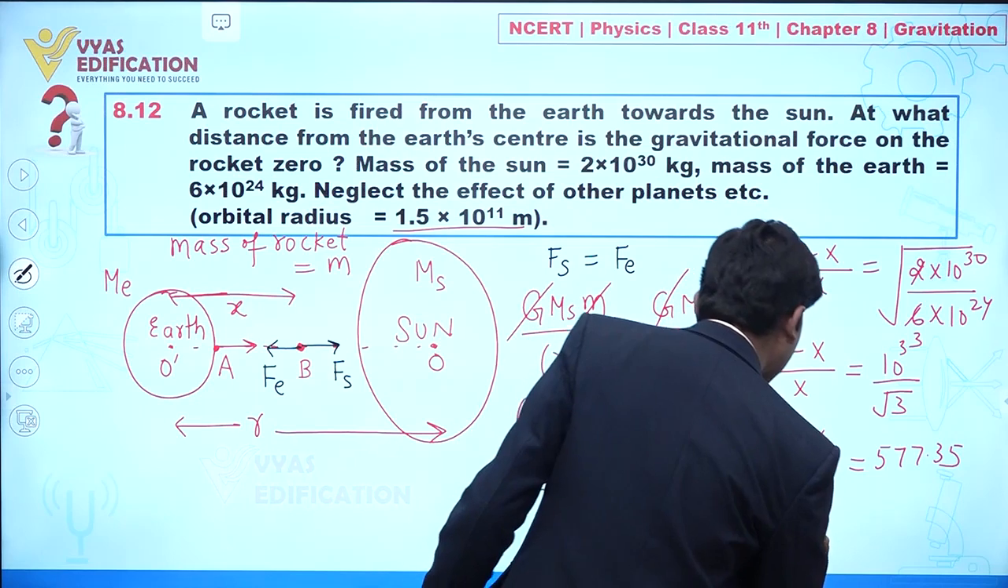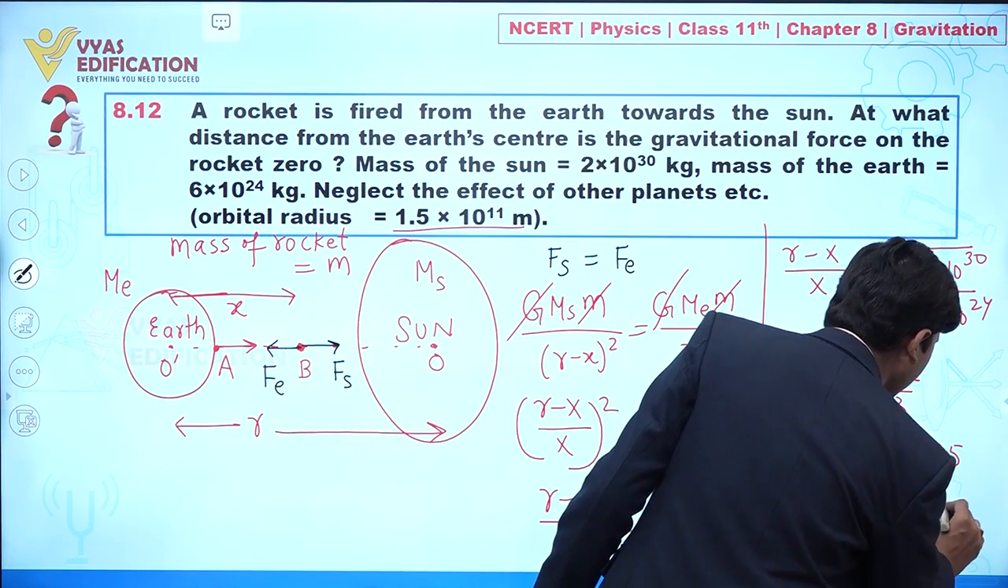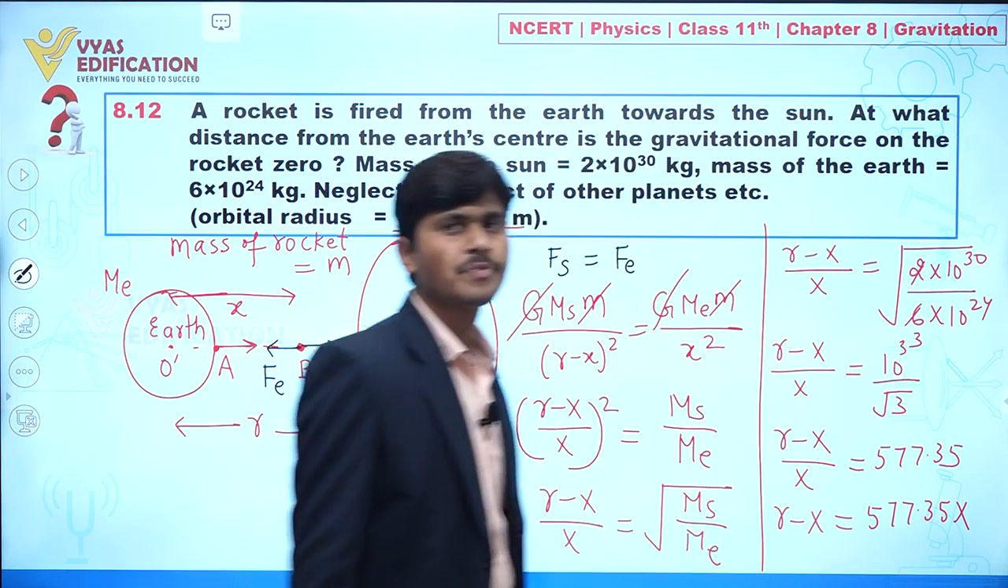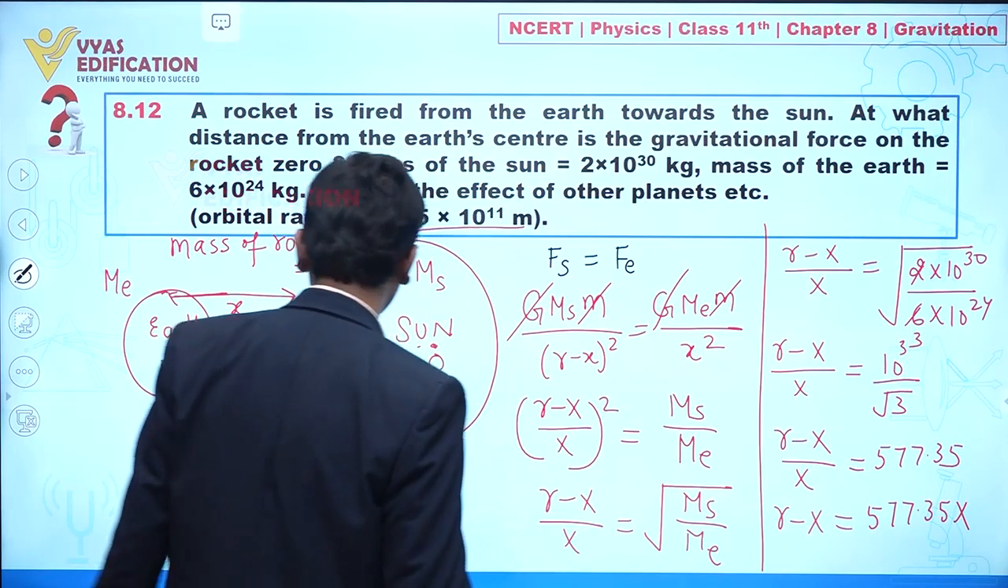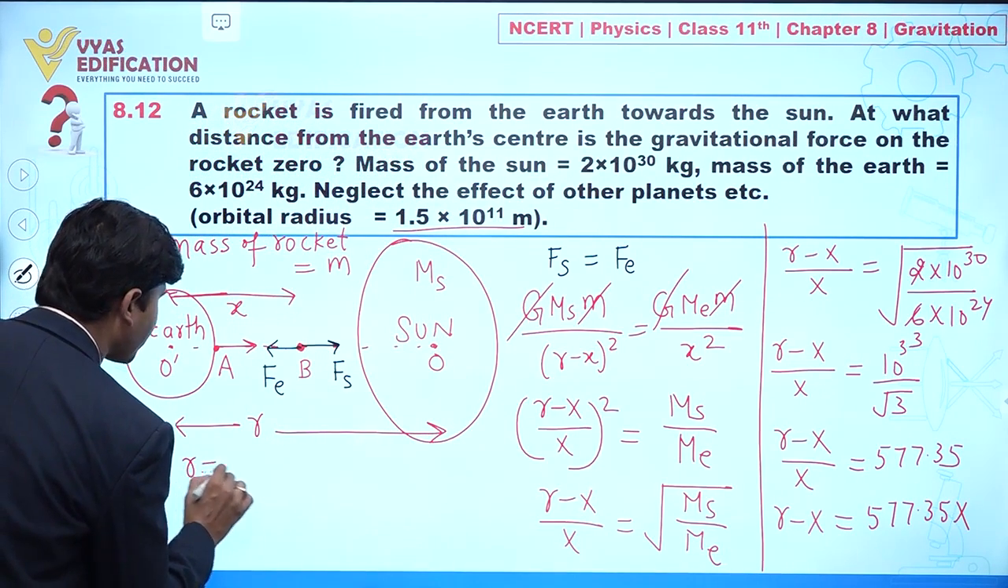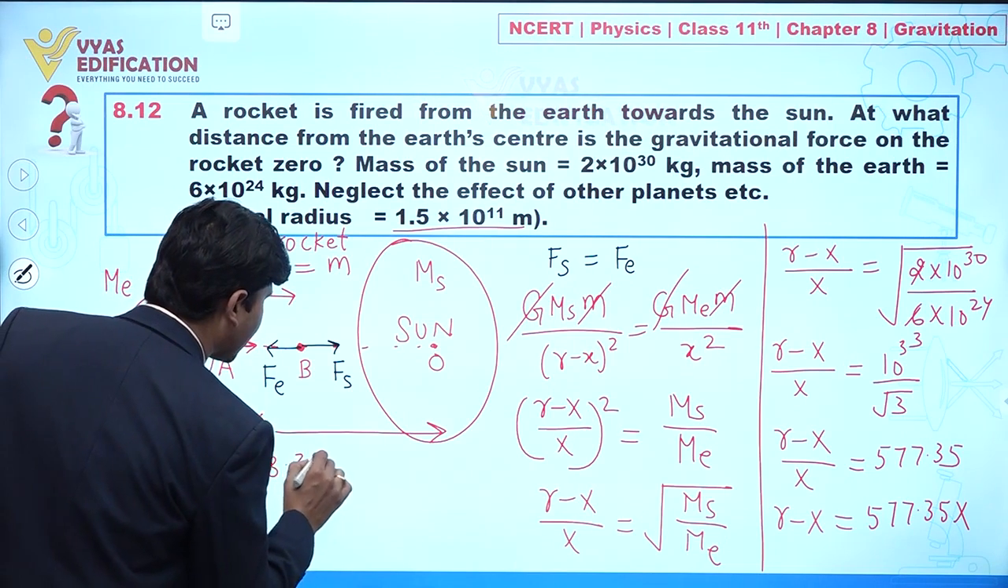So from here we can write r minus x is equal to 577.35 times x. Now if you take this x to the right side, finally you can write r is given by 578.35 x.